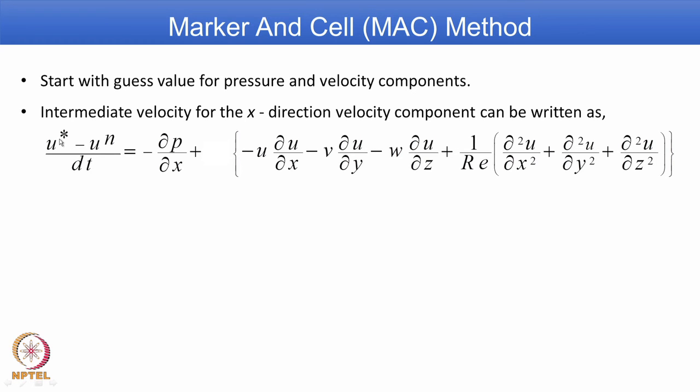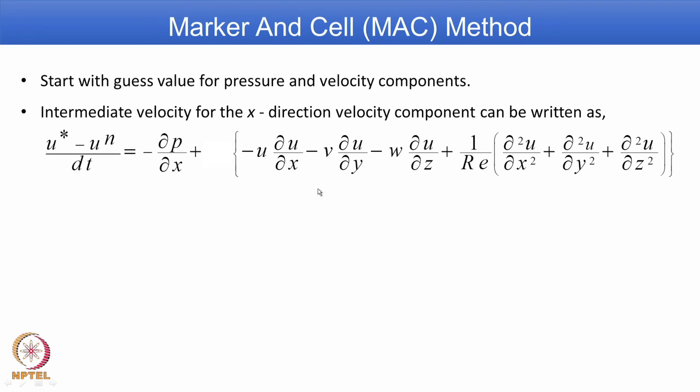u star is the intermediate velocity, and that is to be determined first, then it will be corrected. So, (u star minus u n) by dt, that is a time integration. For this case, what is shown here is a first order Euler time integration. u with the superscript n refers to previous time level. All the terms on the right side, ∂p/∂x and convection term, viscous diffusion term, we follow any procedure for discretization.